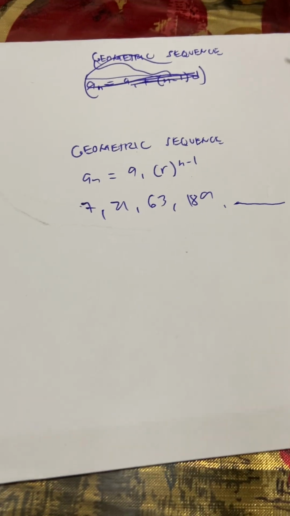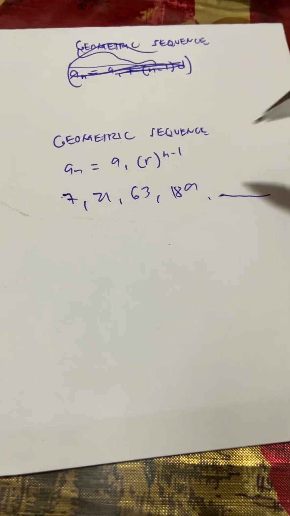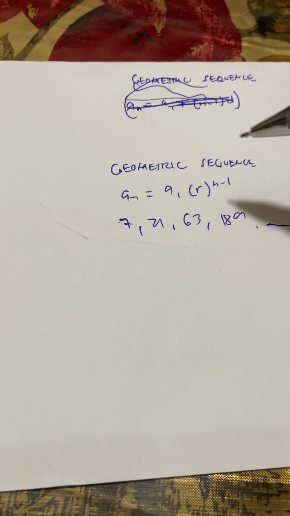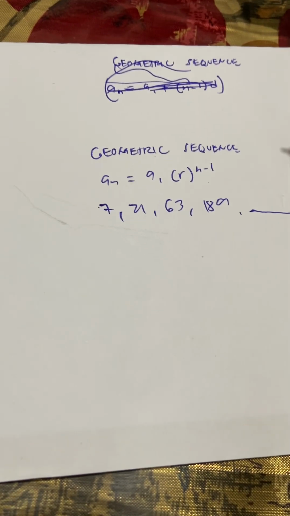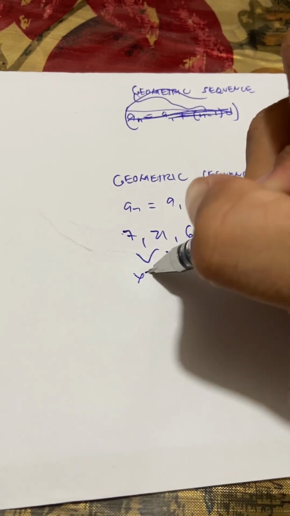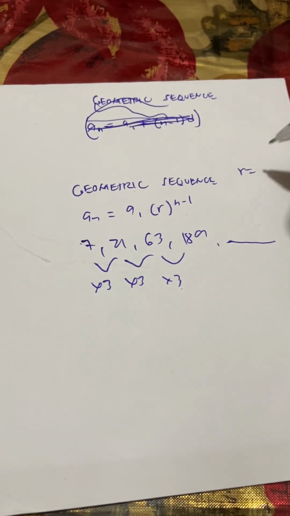First we're gonna find the common ratio. 7 times 3 is equal to 21. 21 times 3 is 63. 63 times 3 is 189. So the common ratio here is 3.